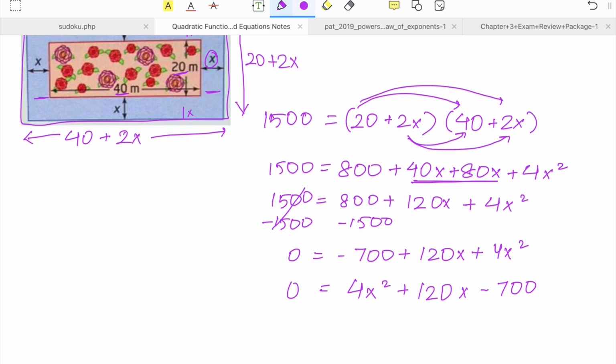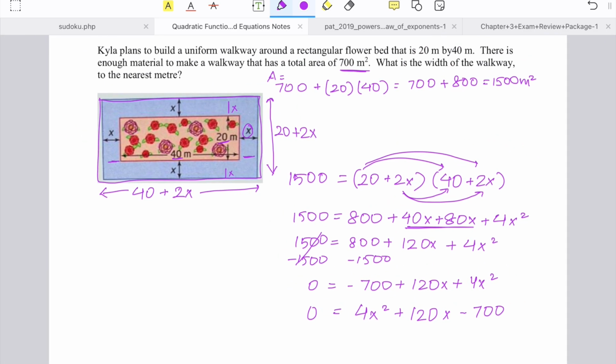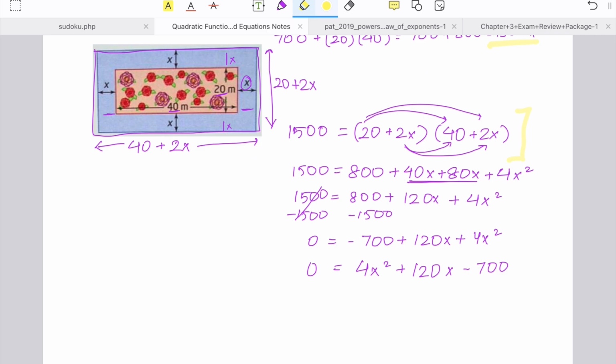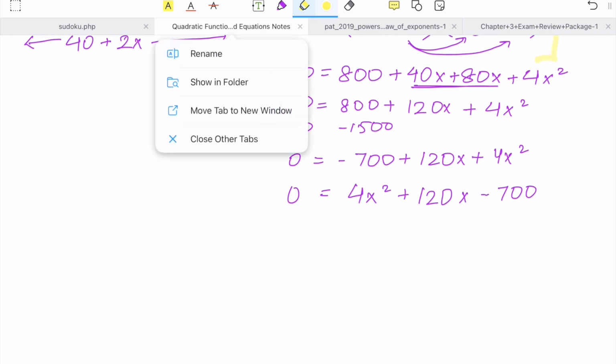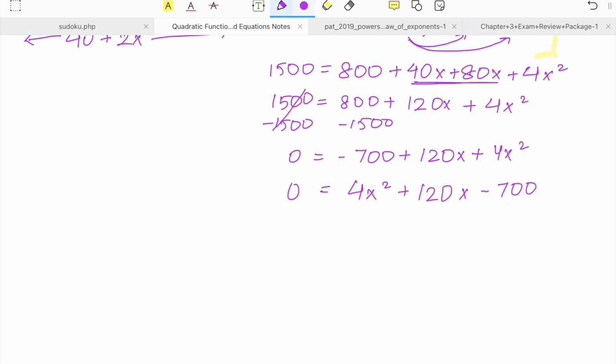Now we solve for x. The only thing that we were supposed to do was figure out the total area and then make this equation. Then we solve for x. So there were 3 steps to this. The third step is longer. So in this case, when we have a coefficient a that's not equal to 1, we factor the greatest common factor. So we'll factor out the 4.